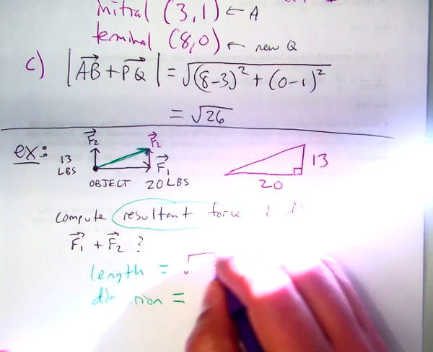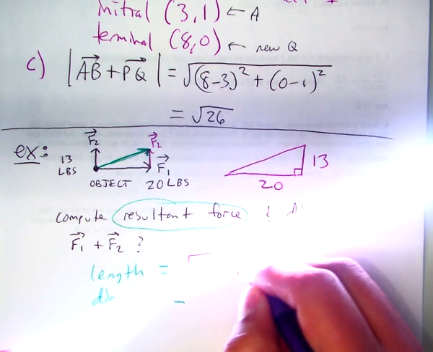So we do the square root of 20 squared plus 13 squared.